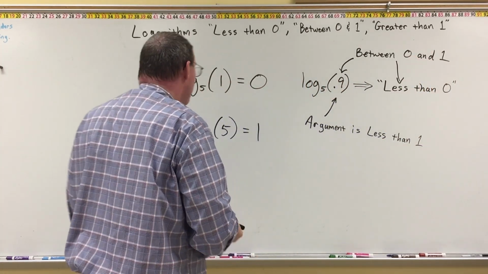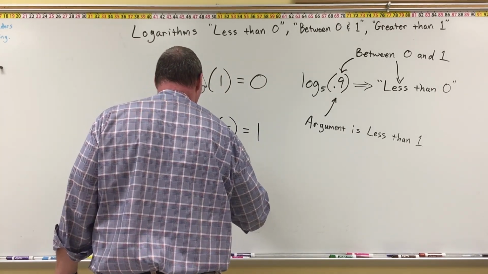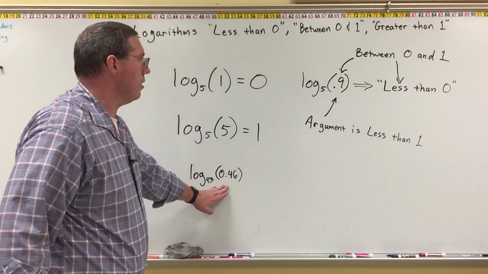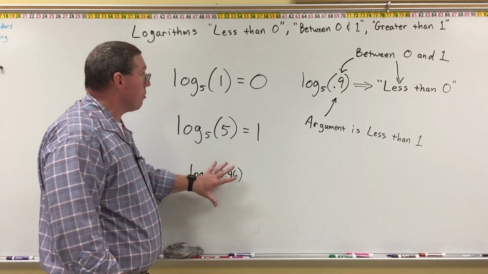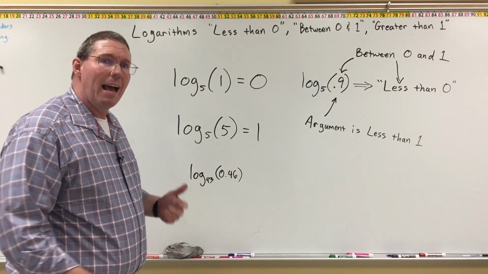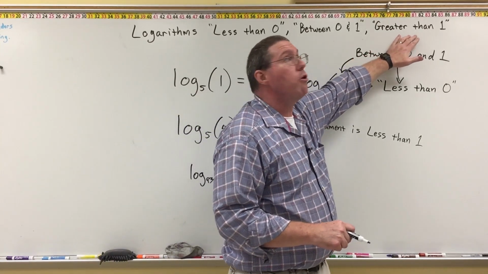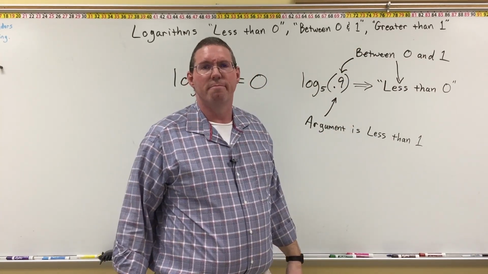less than 0. So if we do log base 93 of 0.46, we know that this logarithm is going to be less than 0. And that's how we answer the less than 0. Now let's go to greater than 1, and then between 0 and 1 will be a piece of cake.